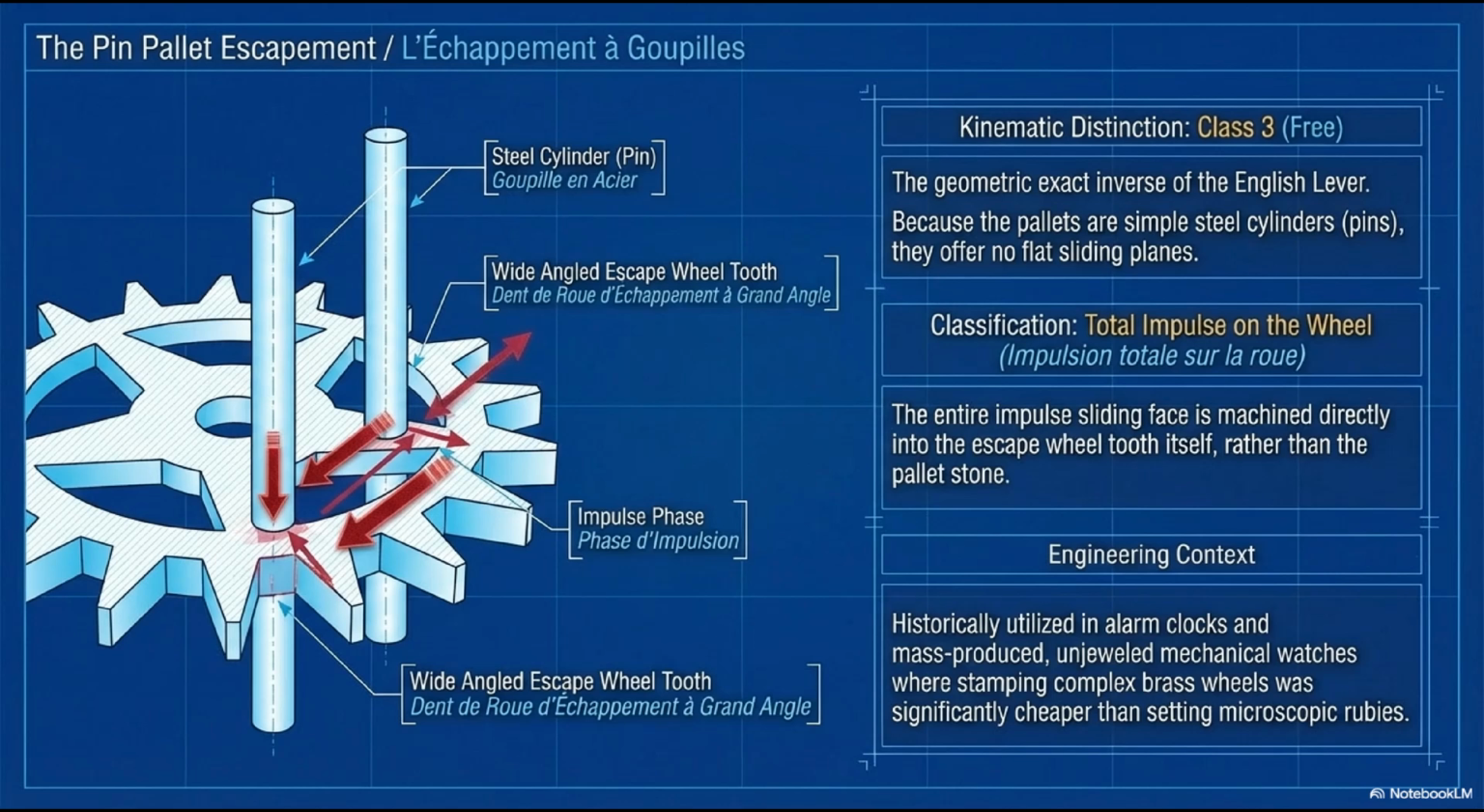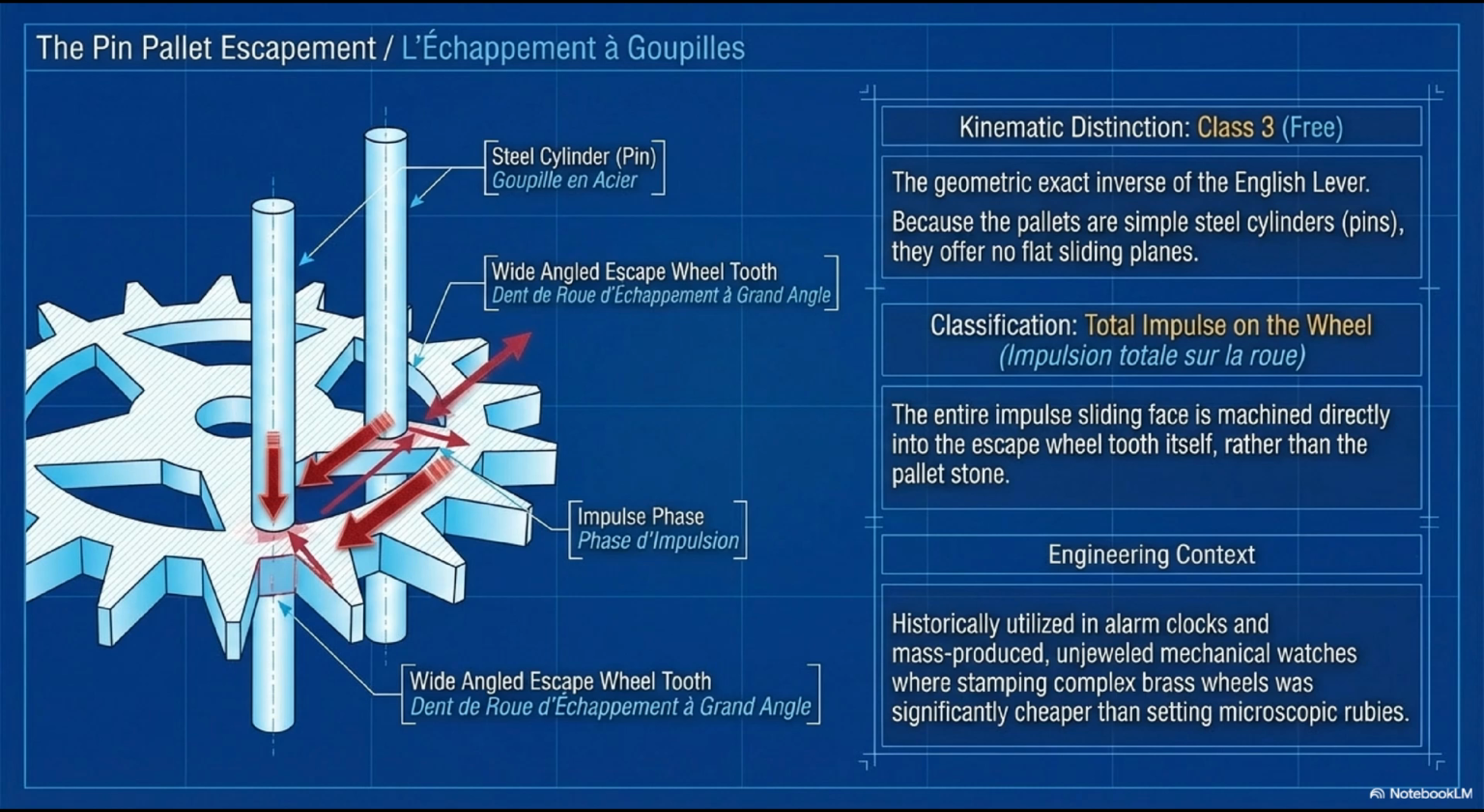The pin pallet escapement, échappement à goupilles, is at the opposite end of the impulse distribution spectrum from the English lever. Where the English lever places all impulse on the pallet stone, the pin pallet places all impulse on the escape wheel tooth. The pallet stones are replaced by simple cylindrical steel pins, goupilles en acier, pressed into holes in the fork arms. Two steel cylinders acting as the pallets. Because cylindrical pins have no flat impulse face, they're round. All the impulse geometry must come from the escape wheel tooth.